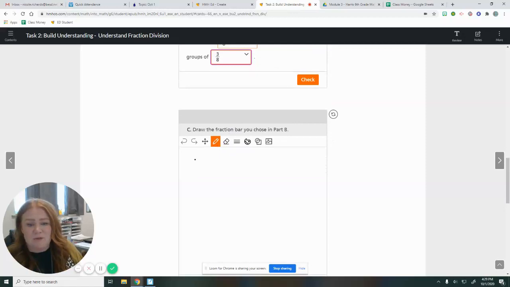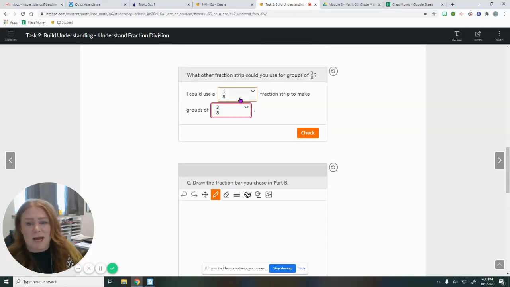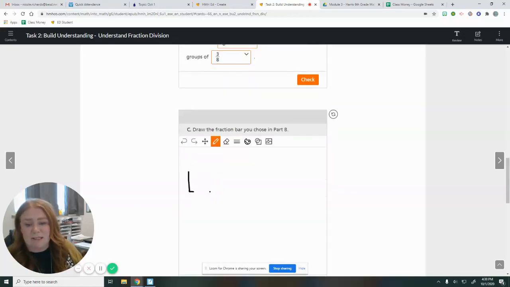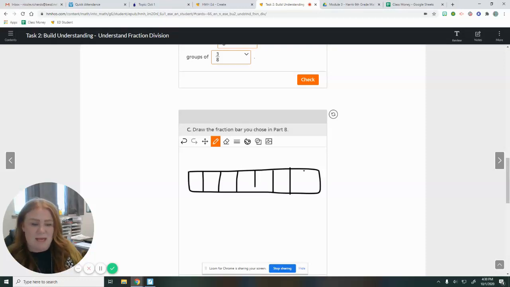So now I'm going to draw my 8s bar here to help me out. Here I'm going to cut it in half and then in 2/4, and then I'm going to cut each of my 4ths in half, which makes 8 pieces because half of a 4th is a 1/8. So now I have 1/8 here. Here's 2/8, 3/8, 4, 5, 6, 7, 8/8.